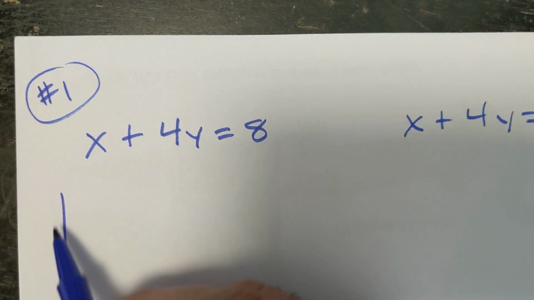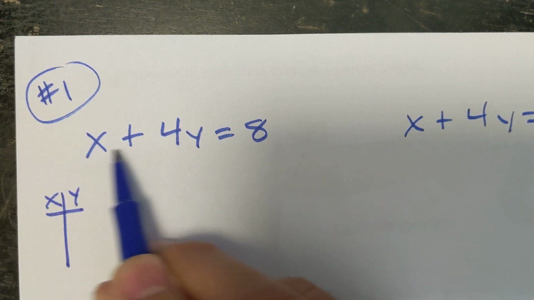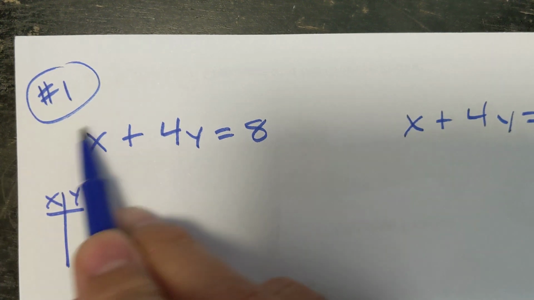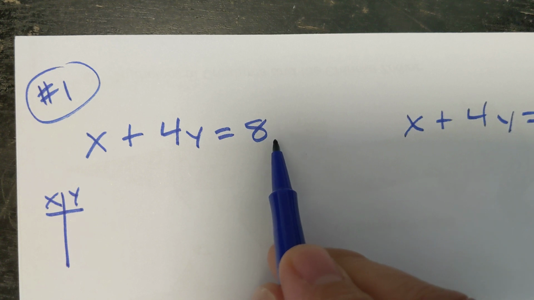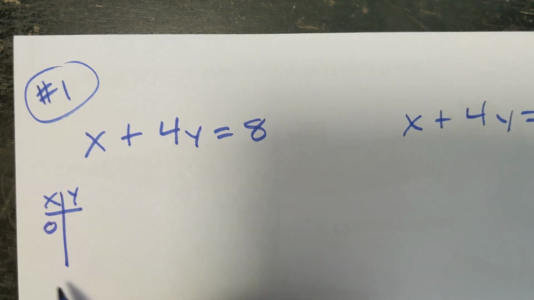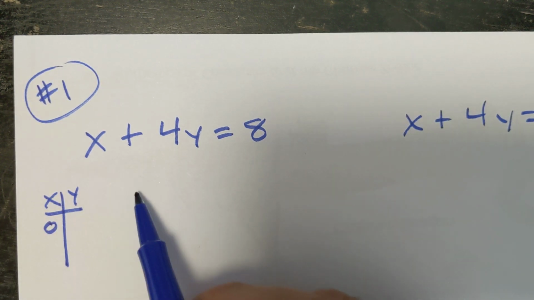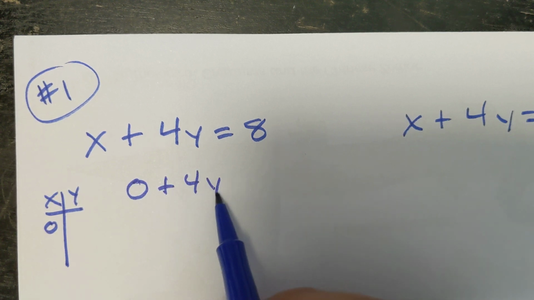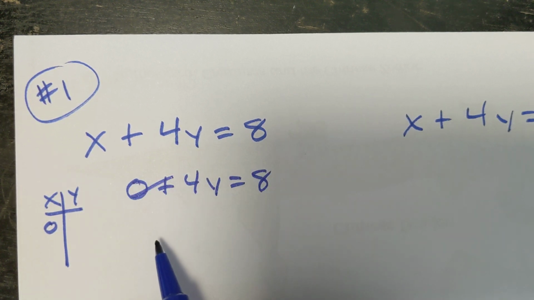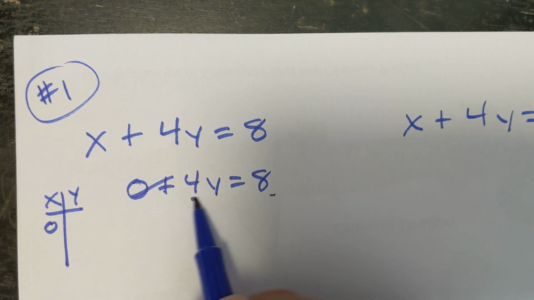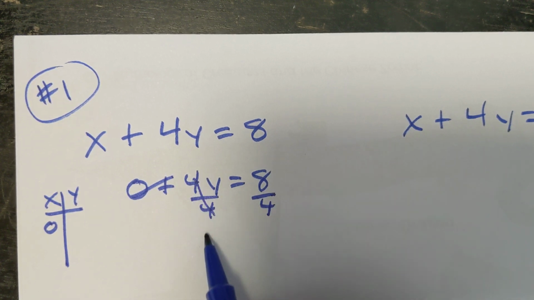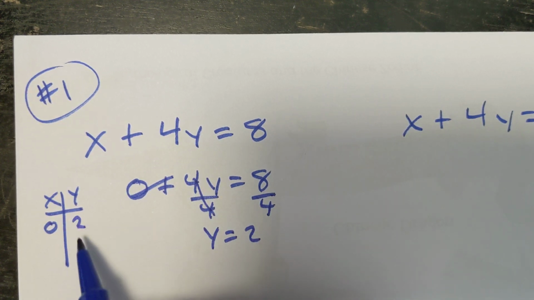Alright, so the faster way, of course, is because this is in standard form, x's, y's, and then the numbers after the equal sign. The easiest thing to do is plug in zeros. So plug a 0 in for x. That disappears. We get 4y equals 8. Divide by 4. Y equals 2. So that gives us a y-intercept of 2.